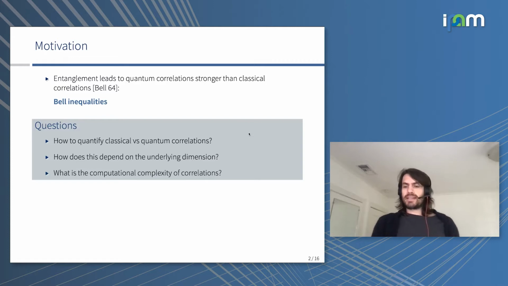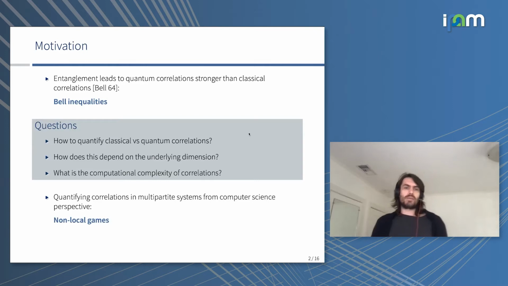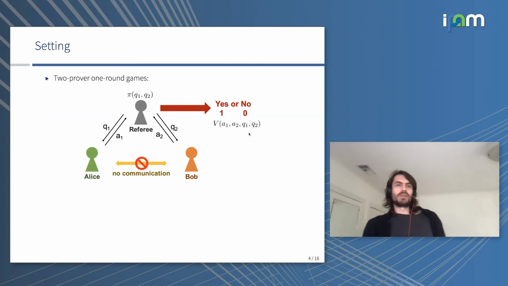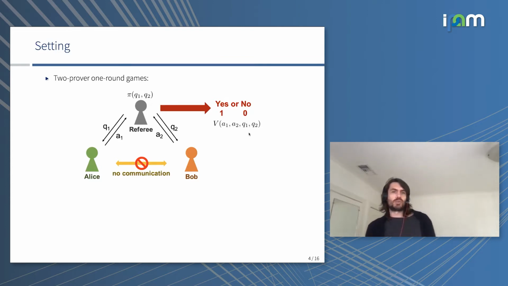There are, of course, many ways of making this mathematically precise, but the way I would like to do it today is via so-called non-local games. You can think of this as a computer science approach to Bell inequalities. So I'll give you a slightly different explanation of what Bell inequalities are. Let's look at non-local games, and I'd like to restrict myself to the simplest games. These are so-called two-prover or one-round games.